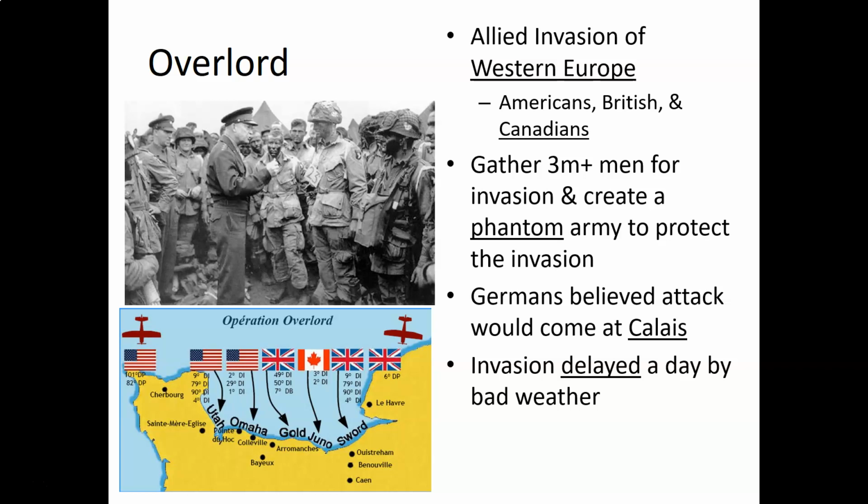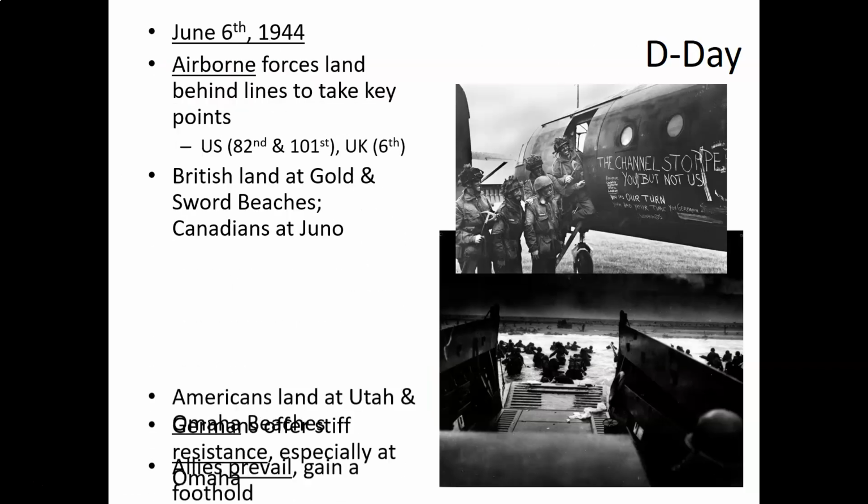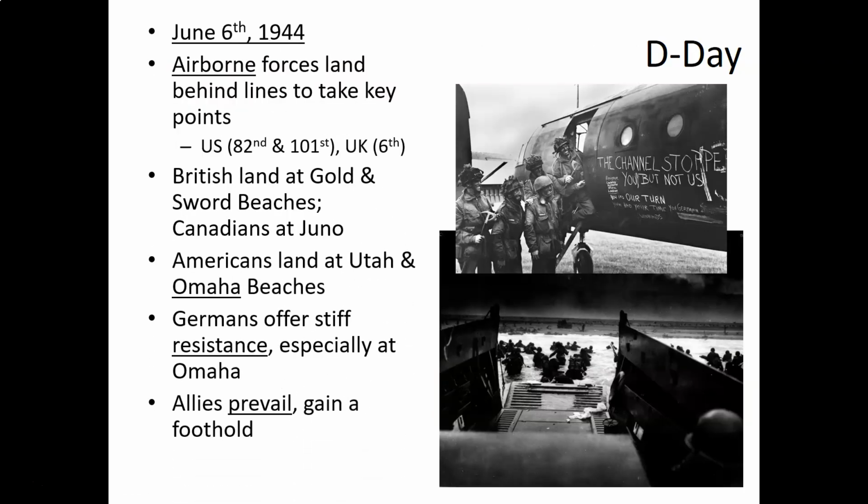This is the Allied invasion of Western Europe, primarily done by the Americans, British, and Canadians, as well as the other Allied forces, but they were the three big ones. They gather over 3 million men to invade. They also create a successful Phantom Army to protect them from invasion, making the Germans believe that they are going to invade across at Calais, which is the shortest point between France and Great Britain. Now, the invasion was supposed to be done a little bit earlier, but bad weather delayed it. Ultimately, the invasion will take place on June 6th of 1944.